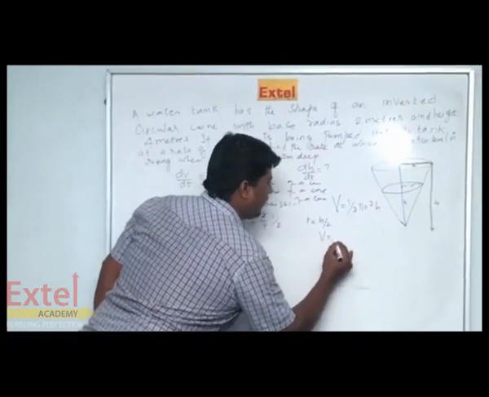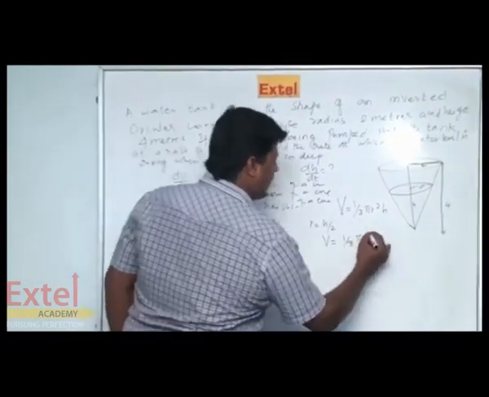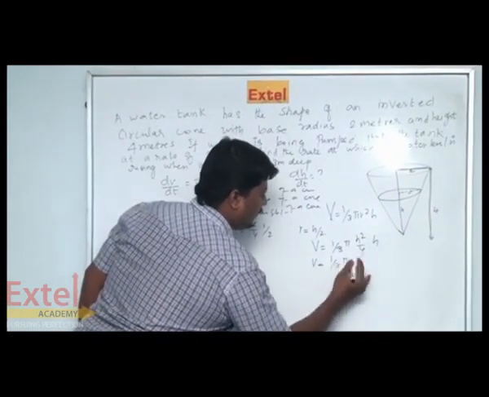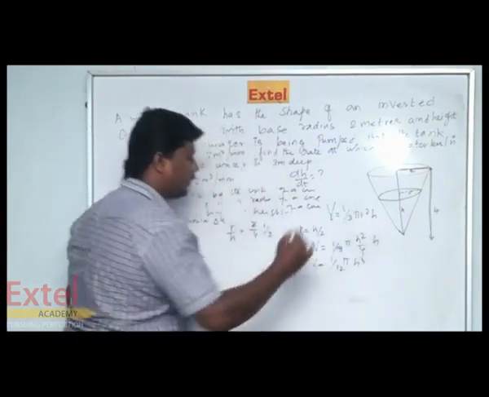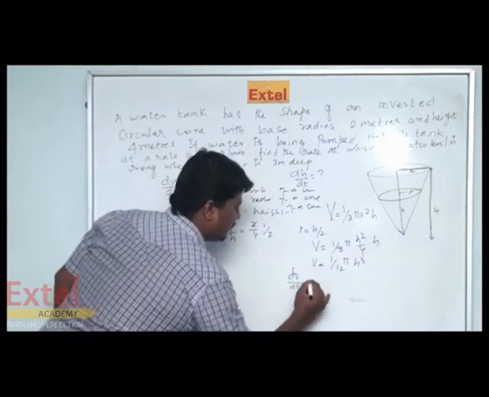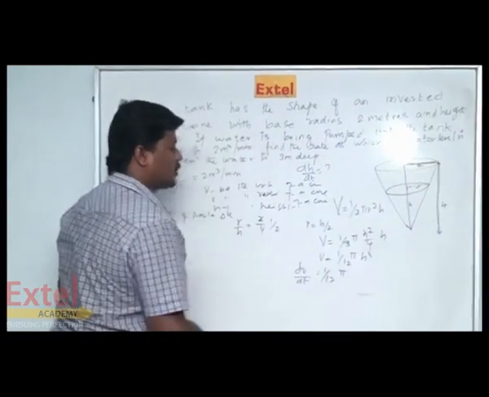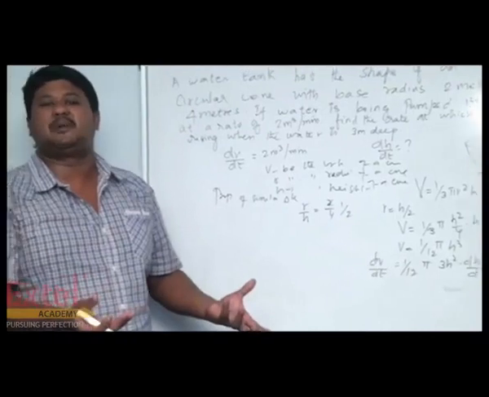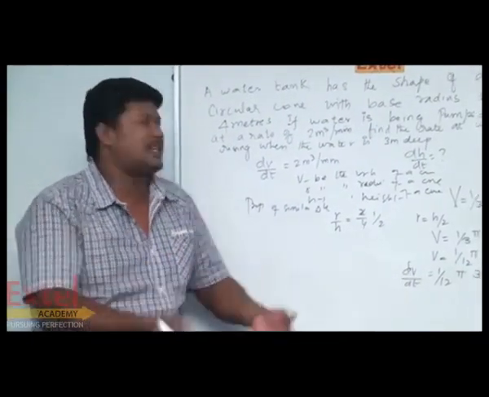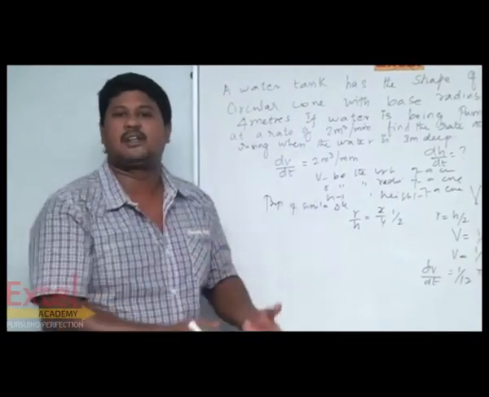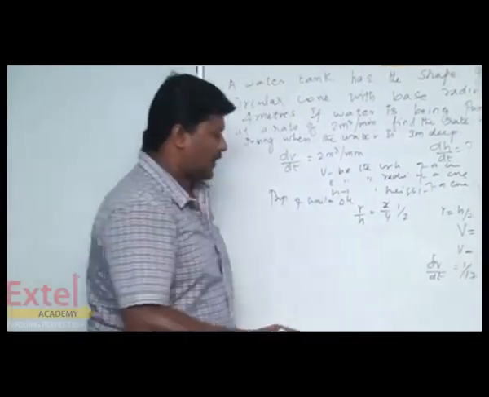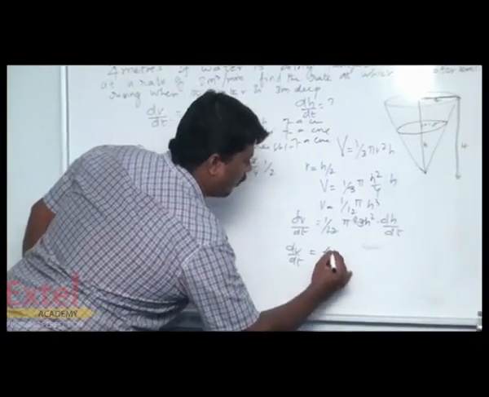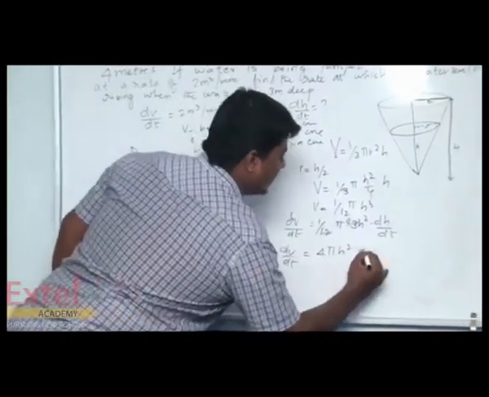Therefore this equation becomes V equals 1 by 3 pi r square, that becomes h square by 4 into h. Otherwise we can say 1 by 3 into 4 is 12, so V equals 1 by 12 pi h cube. Now you differentiate, we will get dV by dt equals 1 by 12 pi, differentiating h cube we get 3h square into dh by dt. Now our main aim is to find dh by dt, that is the rate at which the water level is rising when the water is 3 meter deep. Now 3 by 12 cancels, therefore we have dV by dt equals 1 by 4 pi h square into dh by dt.